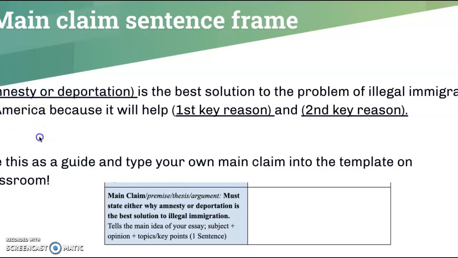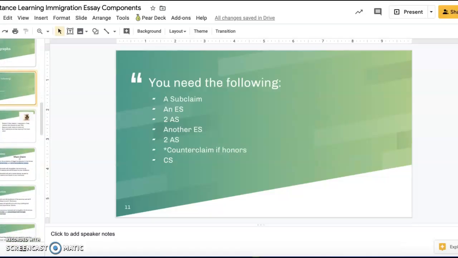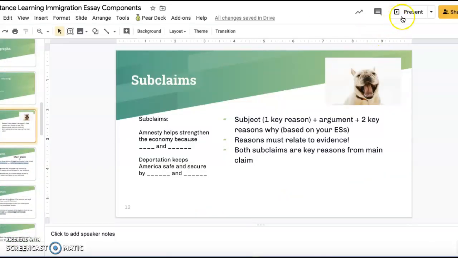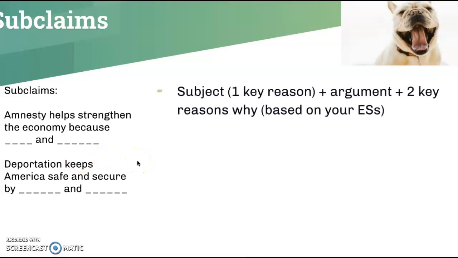Alrighty, we are going to move into our subclaims now, because that's the second thing that we're doing. So subclaims, remember, are just like main claims. They have all of those same components. The subject, which is one of the key reasons, right? So it might be about the economy, it might be about safety, security, could be about humanitarian, could be about political, right? And you still have two key reasons why.